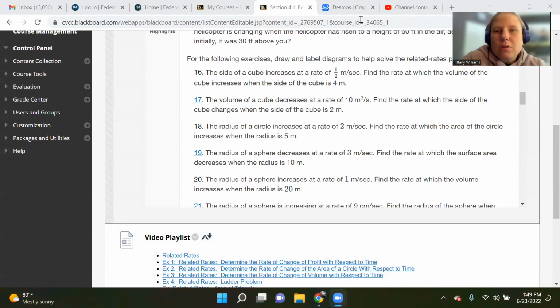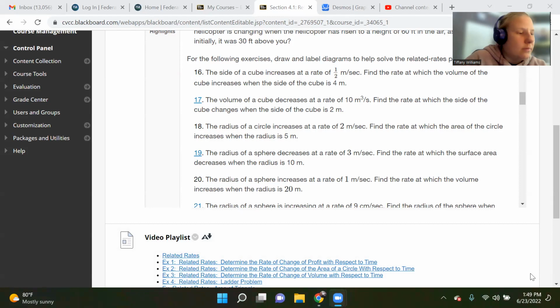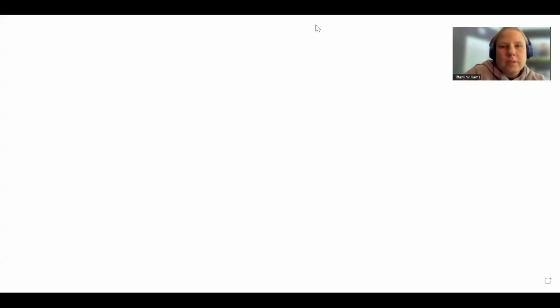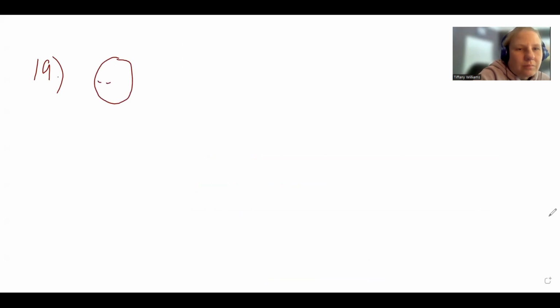So let's draw our picture here. We had our sphere, and my sphere is not going to be pretty. I'm just going to go ahead and warn you, none of my drawings on this computer are pretty. There's my sphere.